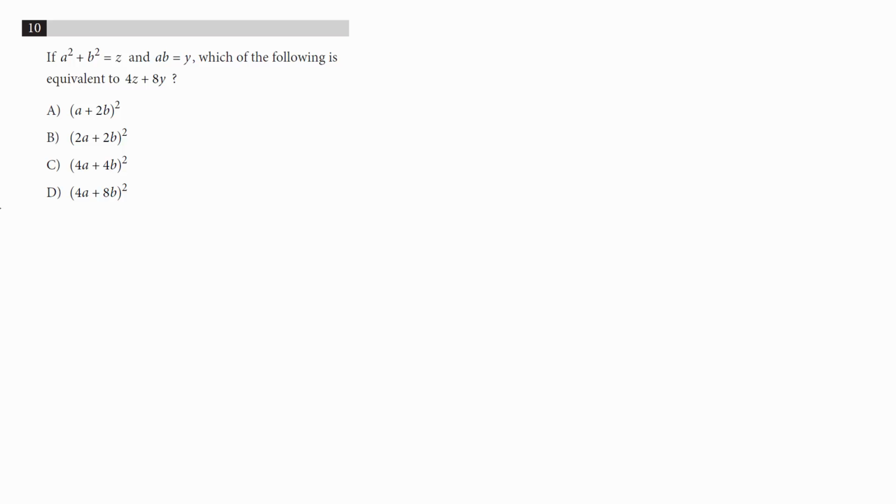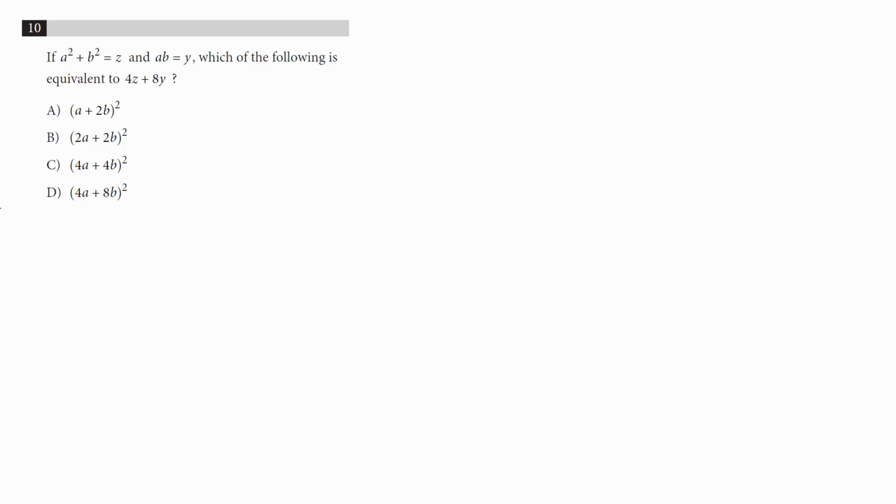If a squared plus b squared equals z and ab equals y, which of the following is equivalent to 4z plus 8y? Okay, there's not a numeric answer to this question. Every answer is some sort of expression with a and b.